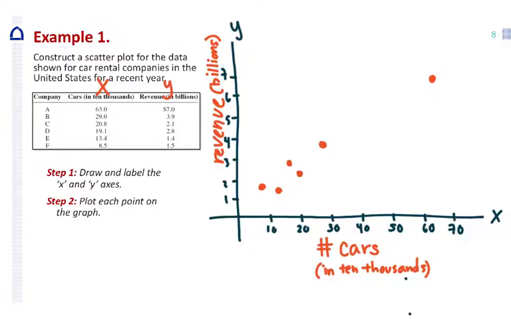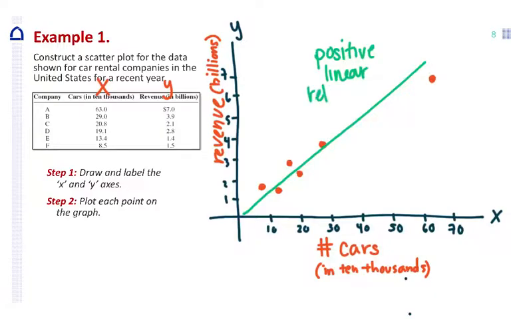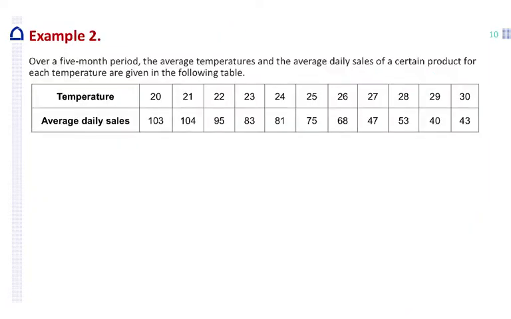And though it's not a perfect straight line, and it rarely ever will be, you can see a pattern. You can see, in general, a straight line going up. So I would call this a positive linear relationship in this scatter plot. So here's another example.